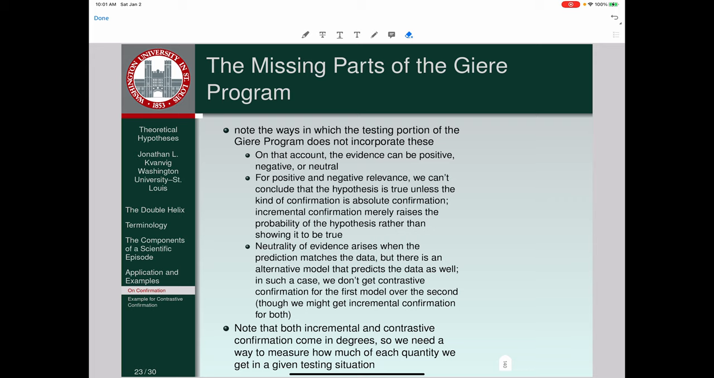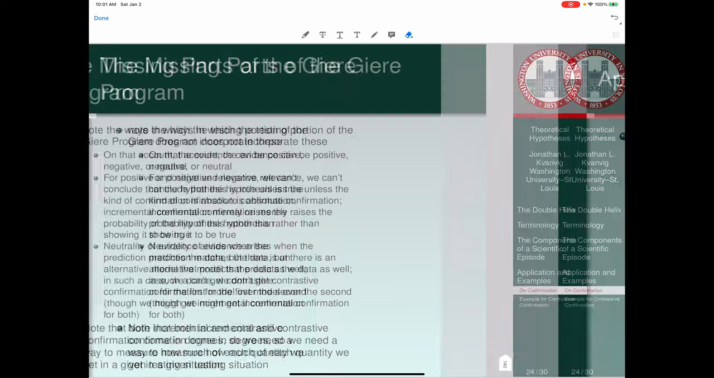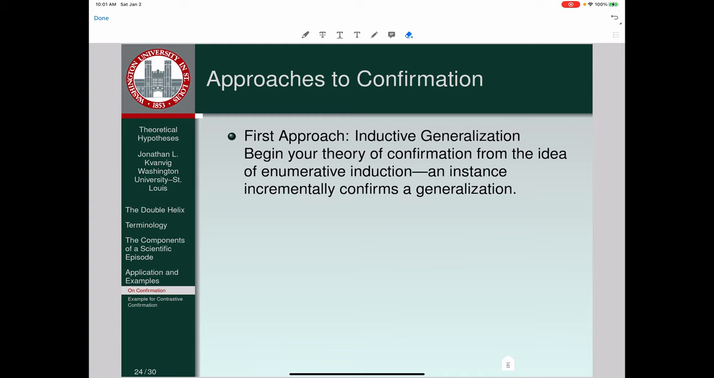Note, however, that in both incremental and contrastive confirmation cases, they come in degrees, so we need a way to measure how much of each quantity we get in a given testing situation. In order to characterize that, it's worth looking back at the history of inductive logic a bit. So, inductive logic begins with the idea that inductive generalizations are sometimes warranted. So, if you see a black raven and then another raven and it's black and a third raven, after you've seen enough ravens that are black, maybe you're in a position to generalize and conclude that all ravens are black. This is sometimes called enumerative induction. Get a whole bunch of instances and you're warranted in concluding a generalization.